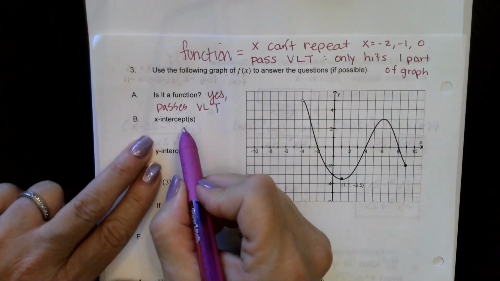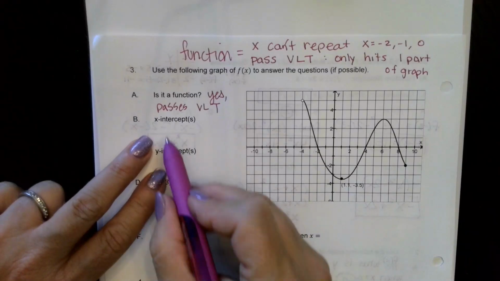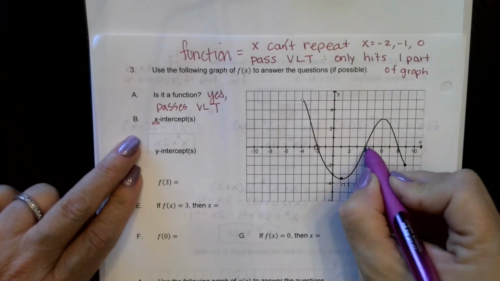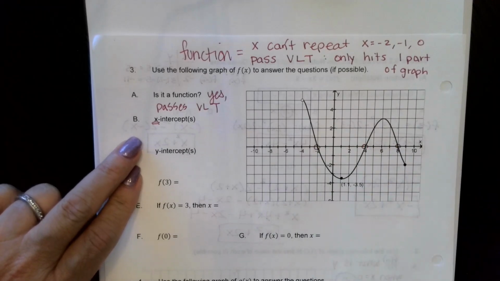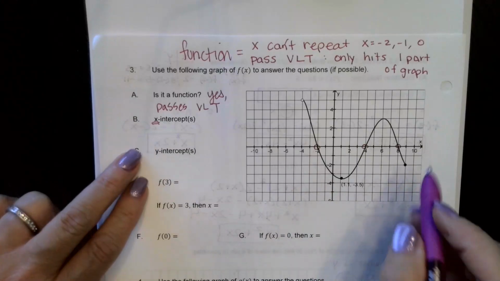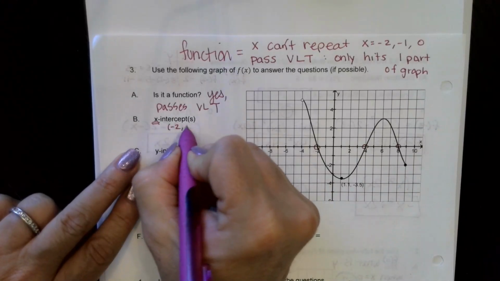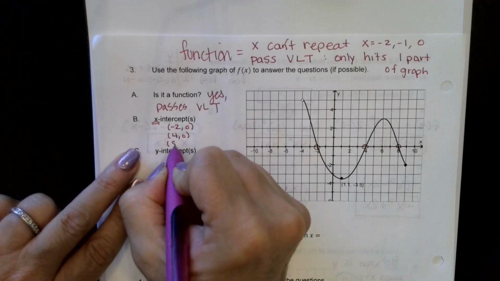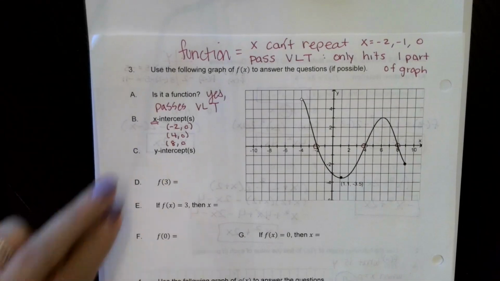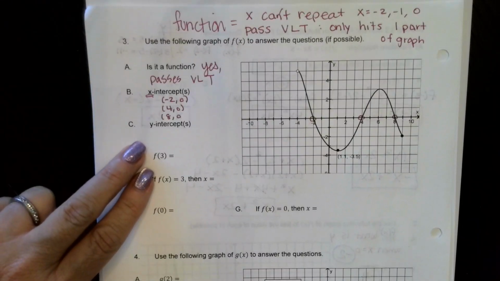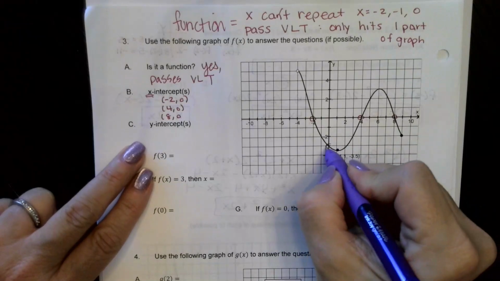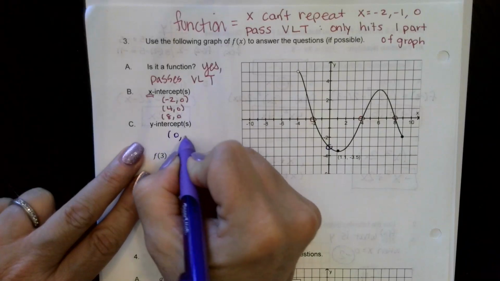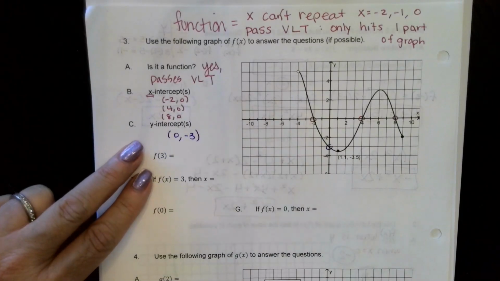Okay, x-intercept. X-intercept is where it hits the x-axis. So it hits the x-axis here, and here, and here. So I have 3 points that hit the x-axis: (-2, 0), (4, 0), and (8, 0). Y-intercept, where does it hit the y-axis? It only hits the y-axis right here. So that point would be (0, -3).